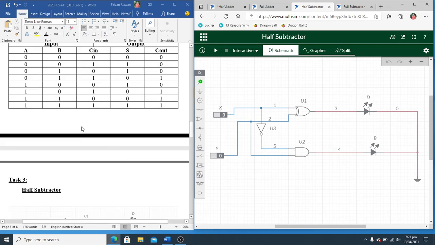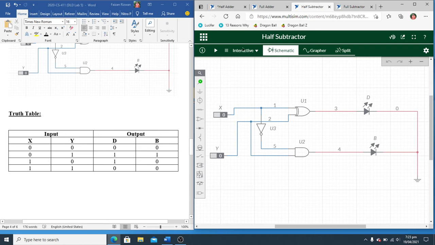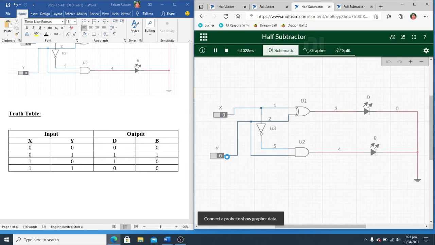Now we will see the circuit of half subtractor. It consists of one NOT gate, one XOR gate, one AND gate. When both of the inputs are 0, then the output is 0. When Y is 1, then both D and B are 1. When X is 1, then D is 1. When both the inputs are 1, then both the outputs D and B are 0.